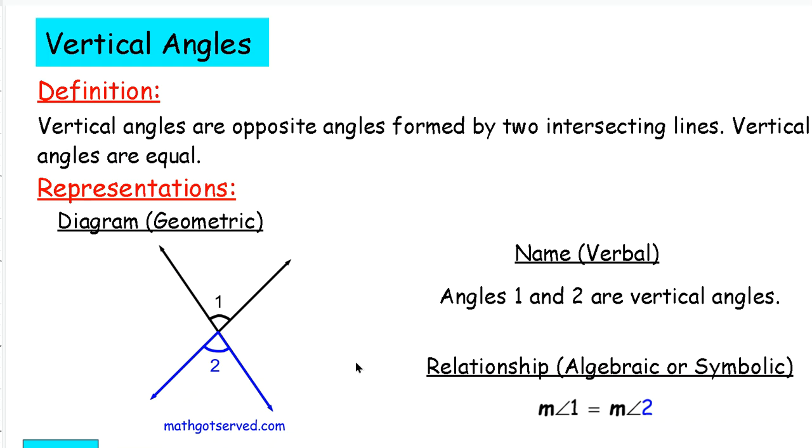Verbally, you can say angles 1 and 2 are vertical angles. Now, what's the relationship between these two angles? We stated earlier that vertical angles are always equal. So the measure of angle 1 is equal to the measure of angle 2.